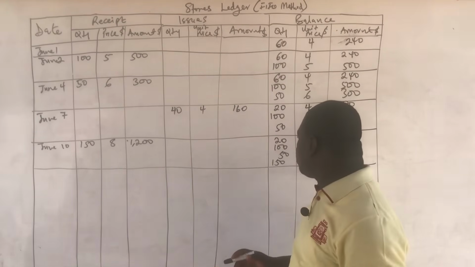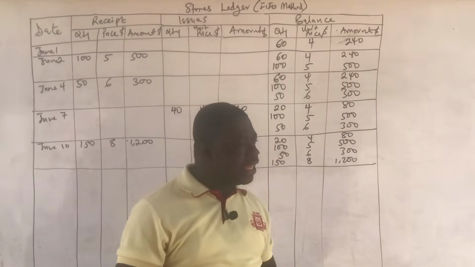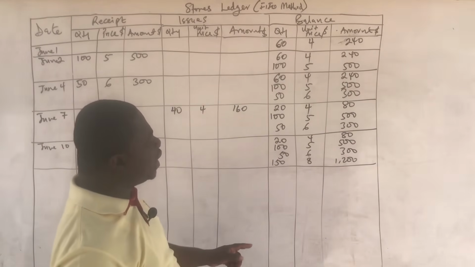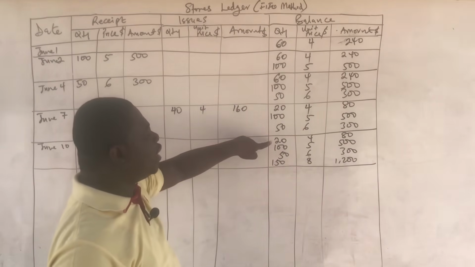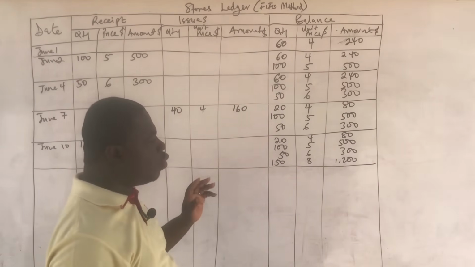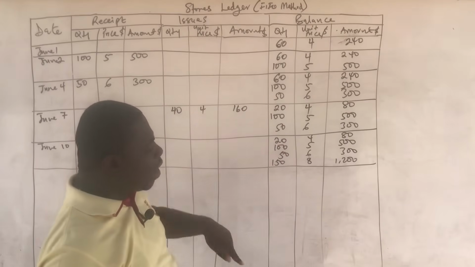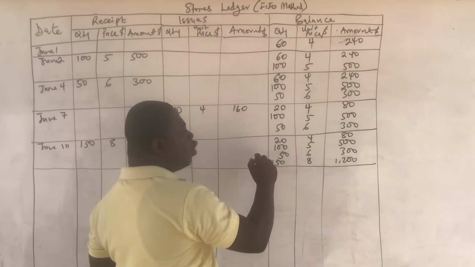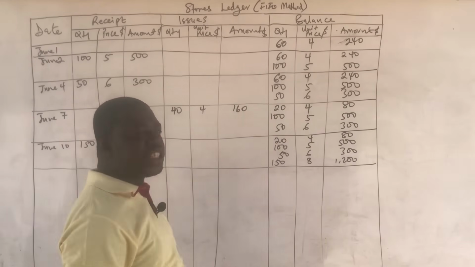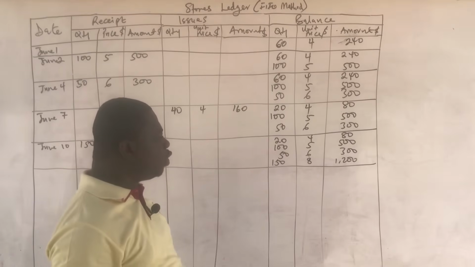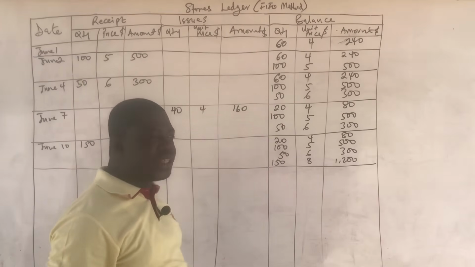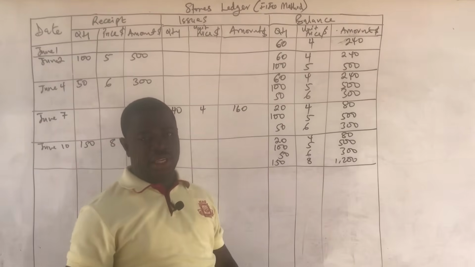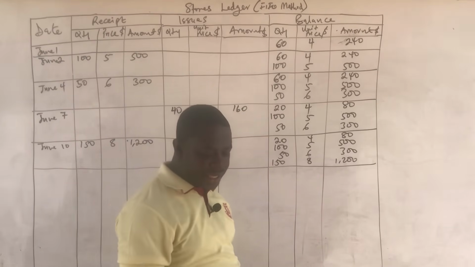I repeat, we are issuing out 130 with first in, first out. The first in is 20, which must go with a price of 4. Then for the 110 that is left out of the 130, the 100 cannot cover it all. So we issue all the 100 out, and we will still be left with 10 units more to issue. Then we move to the next one, which is the 50, and take it out from there. That is the idea of first in, first out.